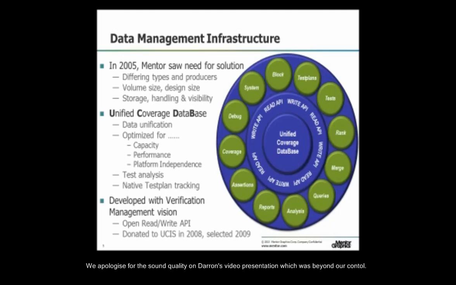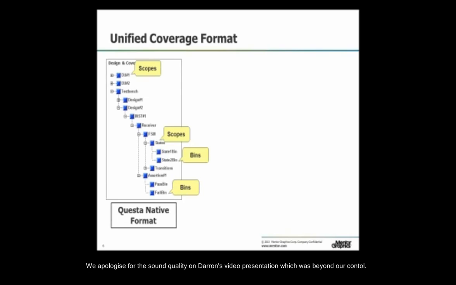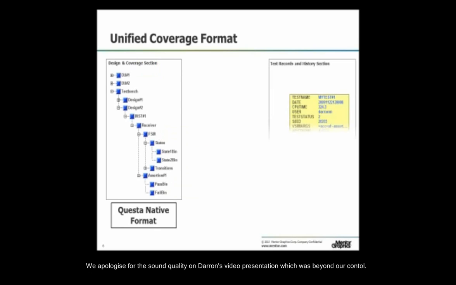The open API itself is what we use to develop our tools, and this was the open API that was donated to UCIS, and that's what I'll come on to talk a little bit more about later. That was done in 2008, and it was selected in 2009 as the basis for the UCIS standard. If we look at the unified format for coverage, we have scopes and bins, representing the different forms of coverage. There are different types of metrics you can store, and the way that the scopes and the bins are put together mimics how the metric looks inside the database.